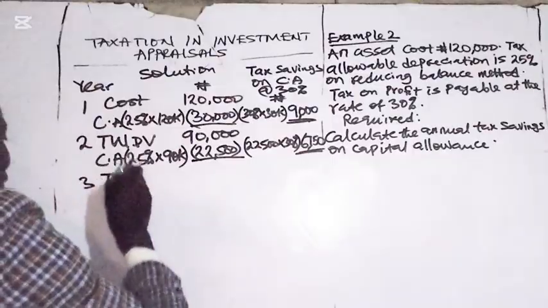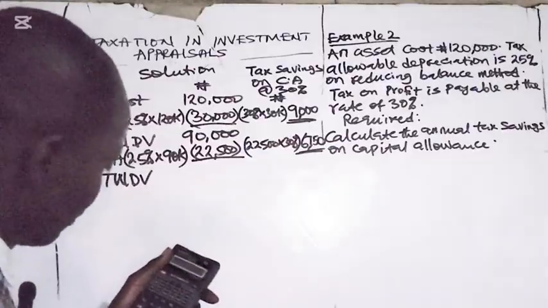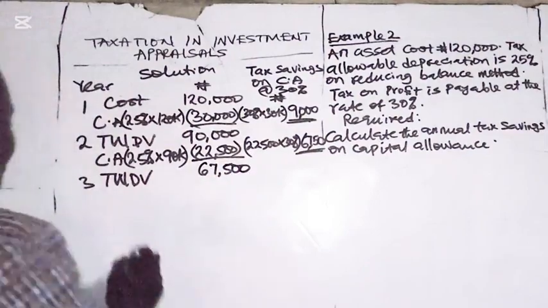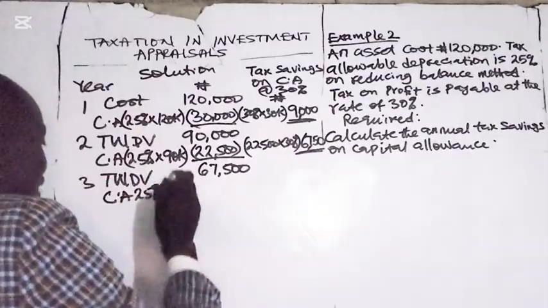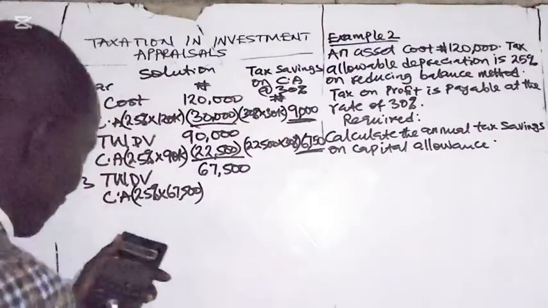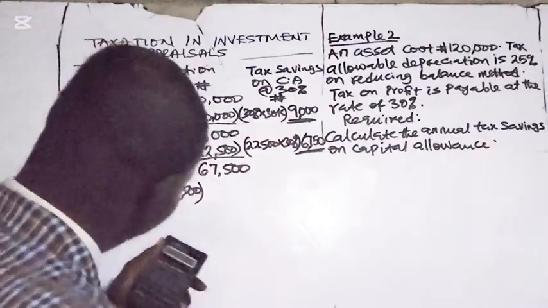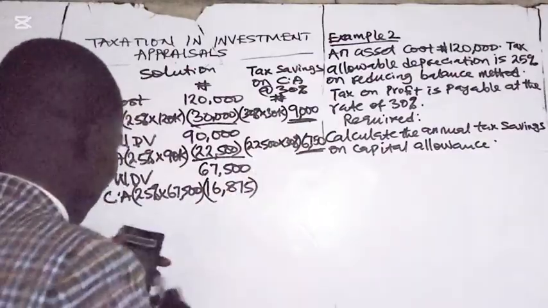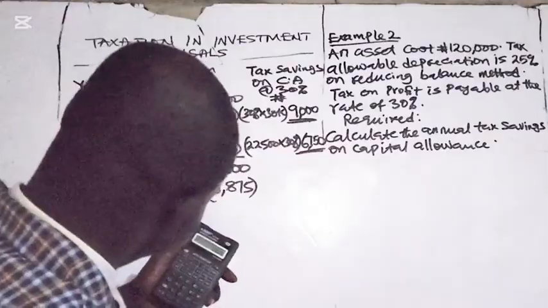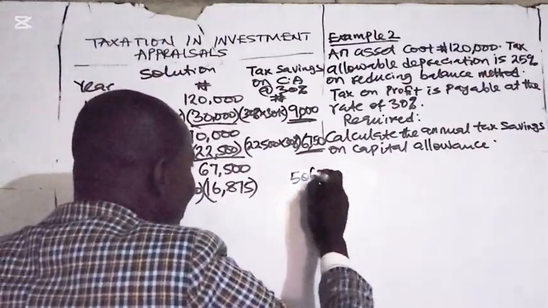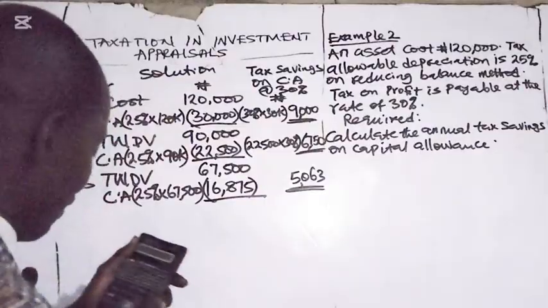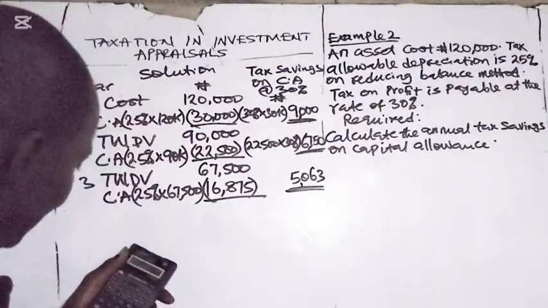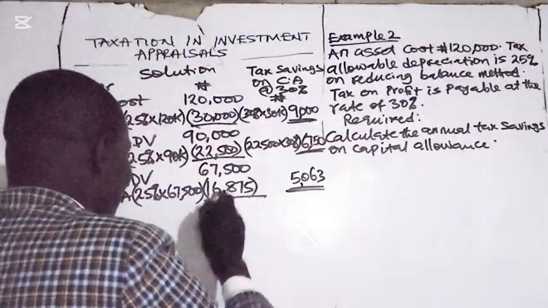Then year 3, you have the tax written down value of the asset, which is 90,000 minus 22,500. That gives us 67,500. Year 3, you have a capital allowance, which is 25% of 67,500. That gives us 16,875. Then if you calculate 30% of that, that gives us 5,063 approximately. That's what we have as the tax savings at the end of year 3. If you subtract 16,875 from 67,500, then you'll be left with 50,625.